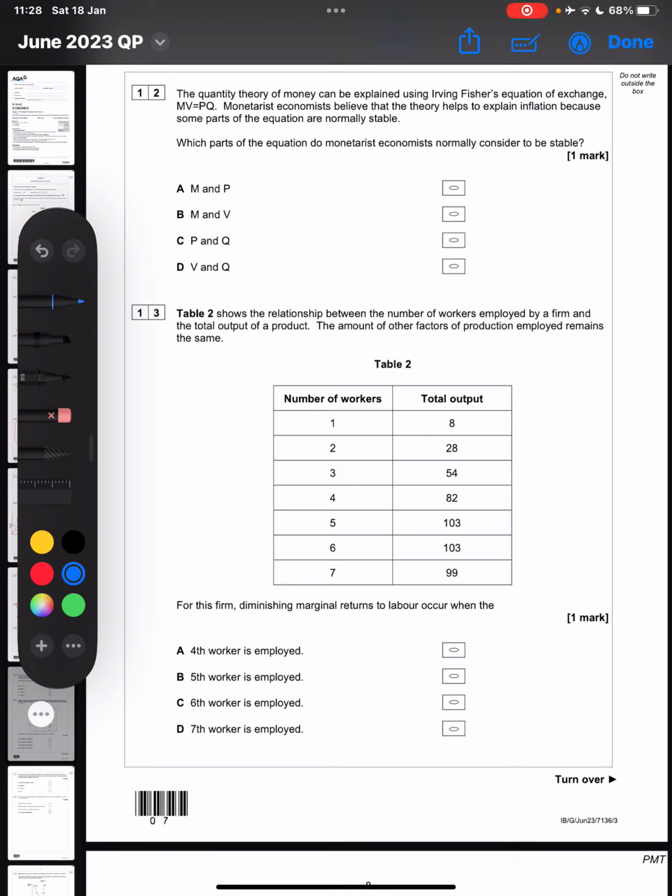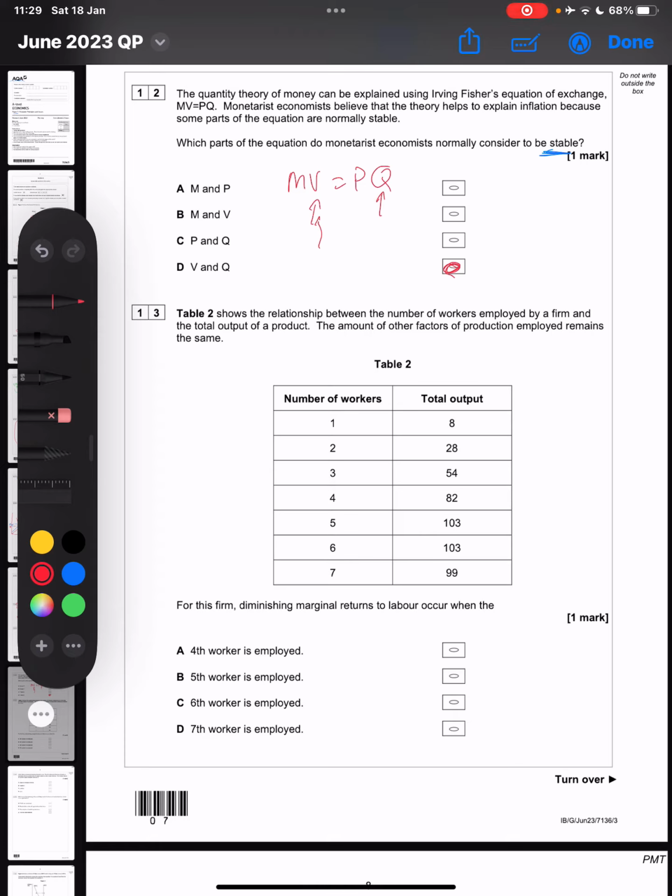Which part of the equation do they normally consider stable? Okay, you just need to memorize this. This is just a memorized thing. So usually you would think this is stable and the velocity is stable, which is V, and Q, which is a D. The Keynesian economists will say, oh no, this isn't stable. For example, in a boom, people get overexcited and their spending patterns actually change, like the velocity of what they buy changes. Anyway, won't go into that in too much detail.